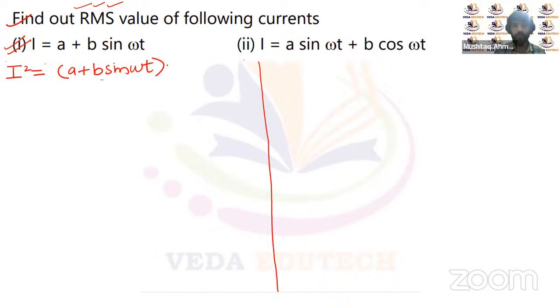What we'll do here is first square the current, then calculate the mean of that square, and finally take the root of that mean square value. We'll get the RMS value. So it's a very simple, very straightforward task. We'll square it on both sides.